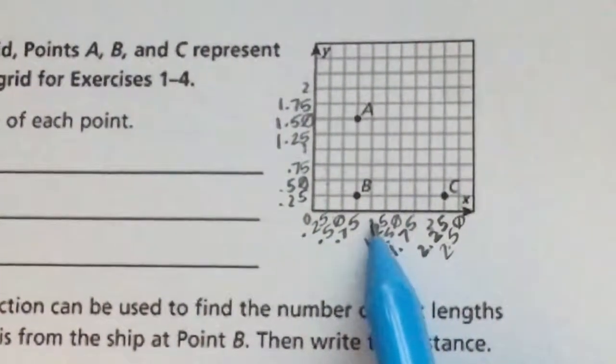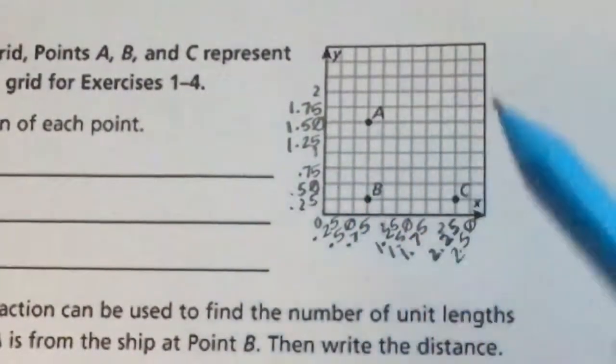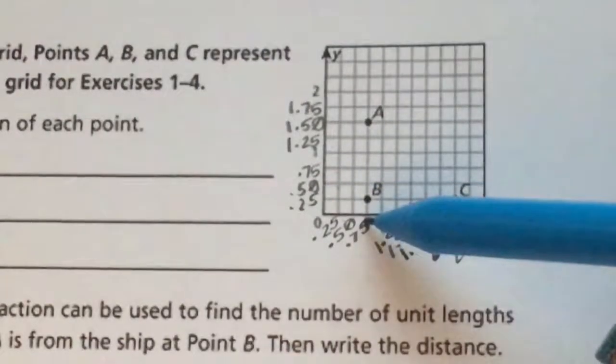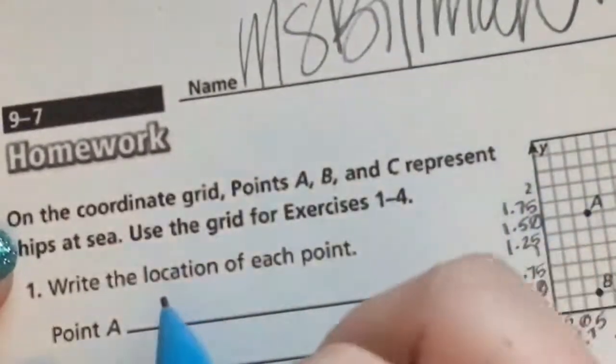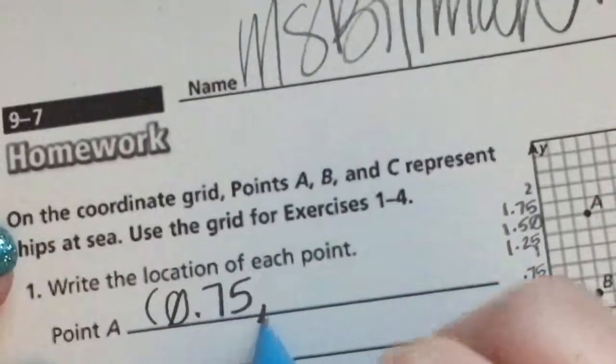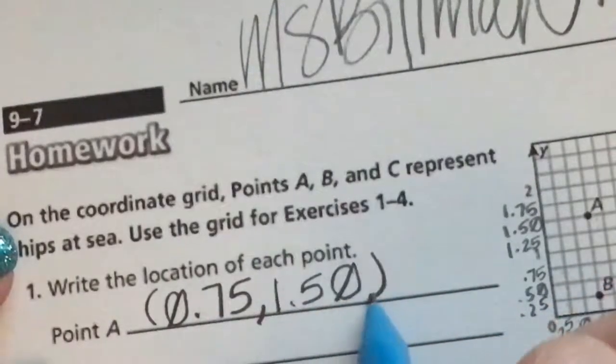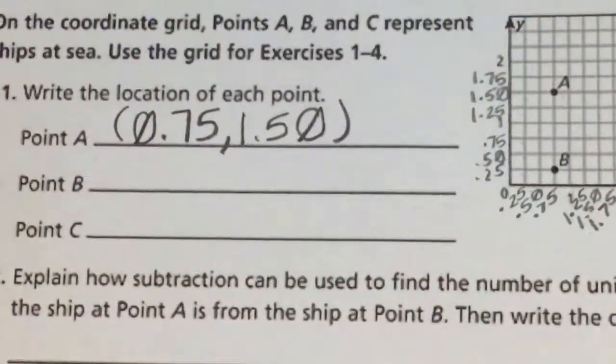I've numbered each of those lines. Now, I use decimals. You could use fractions. But if you see, they pointed out 1 and 2. So I went through and labeled each one with a 0.25 going up each time. So 0.25, 0.5, 0.75, 1.